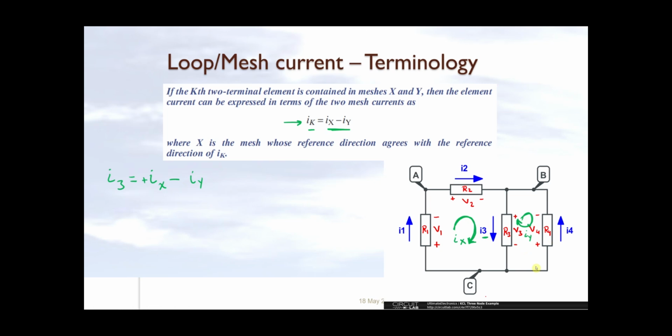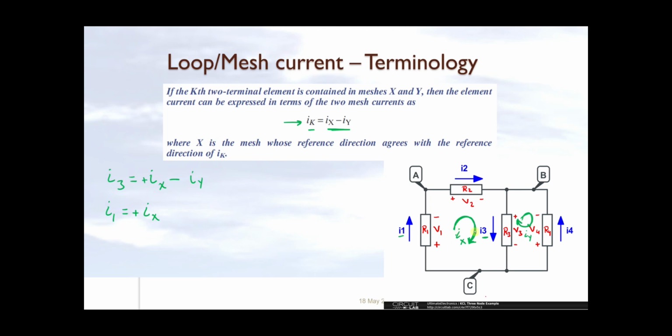Okay? Now, all other elements live in only one loop. There is no shared loop for R1 or R2 or R4. So R1 here only lives in loop 1. So the actual current I1 would be equal to the loop current Ix, plus or minus depending on the directionality. So now when you look at Ix, when Ix is visiting R1, it points up in the same direction as I1. So I1 is equal to plus Ix. Okay? Same.